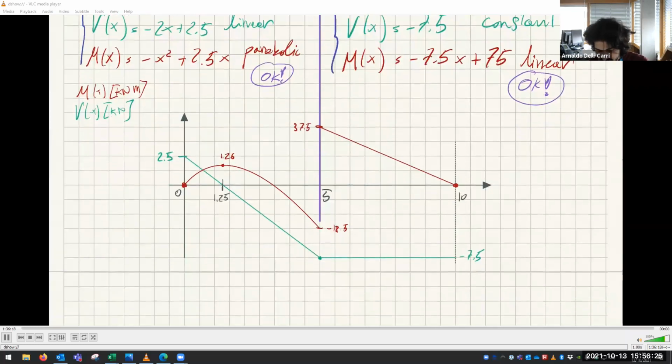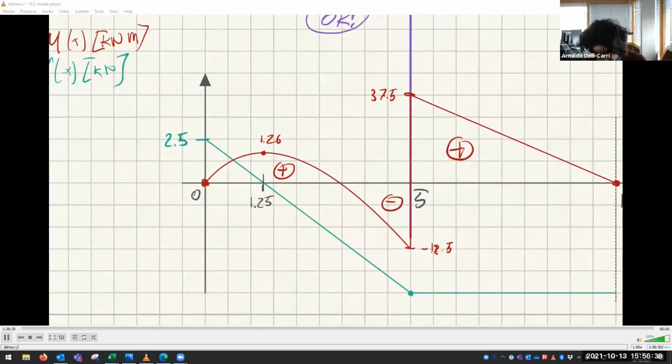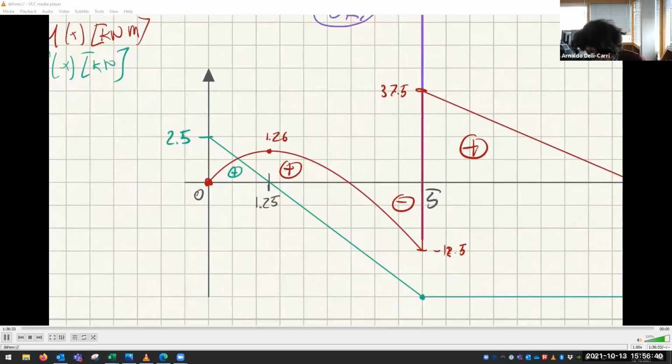So this is quite more complicated. And you have here that the bending moment is positive here, negative here, and positive here. And the shear force is positive here, negative here, and negative here, negative everywhere.